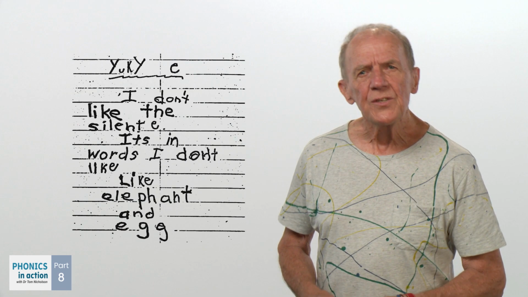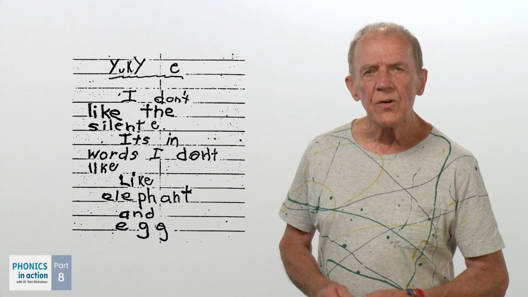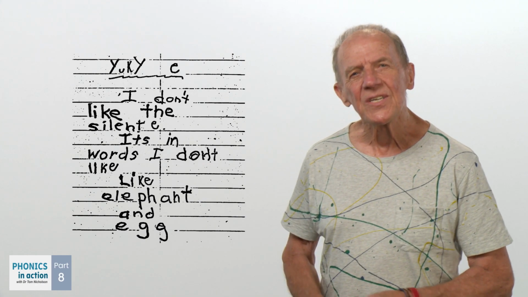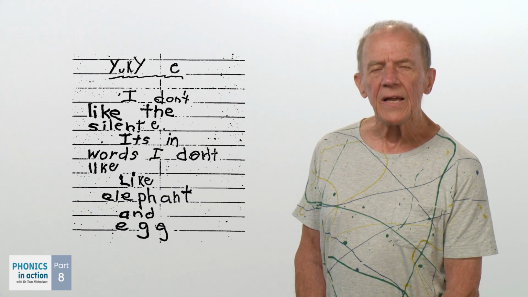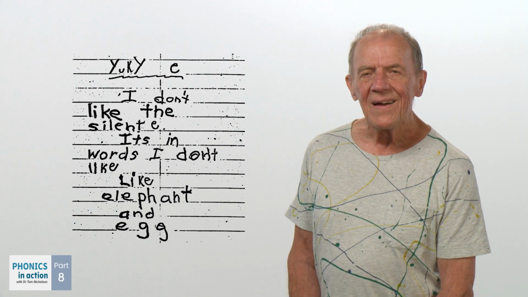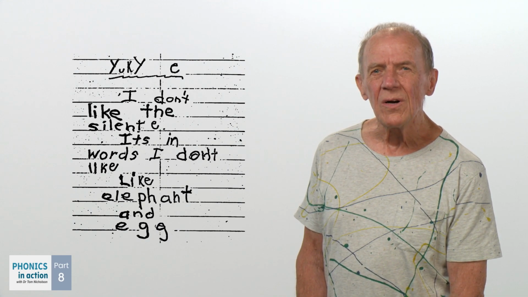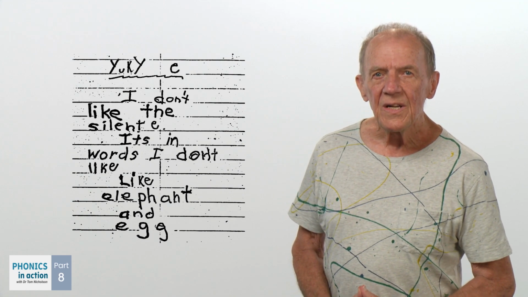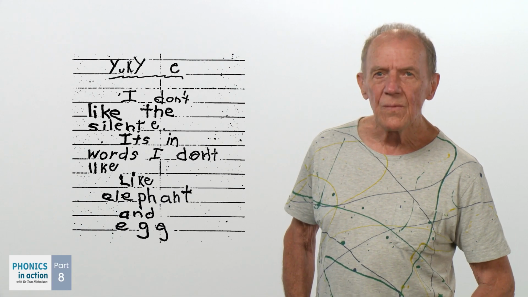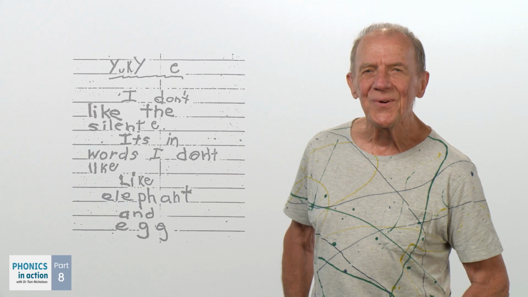The E is not silent, it is a marker. It is not bossy, it's not a police person giving orders, it's not magical. A Year 3 student that I was tutoring wrote a story called Yucky E. She wrote, "I don't like the silent E, it's in words I don't like, elephant and egg." It's a lovely story, but she got it all wrong about the E. There isn't a silent E in elephant and egg. Strangely enough, she did write like with a final E. She understood the rule. The silent E story, though, had confused her.